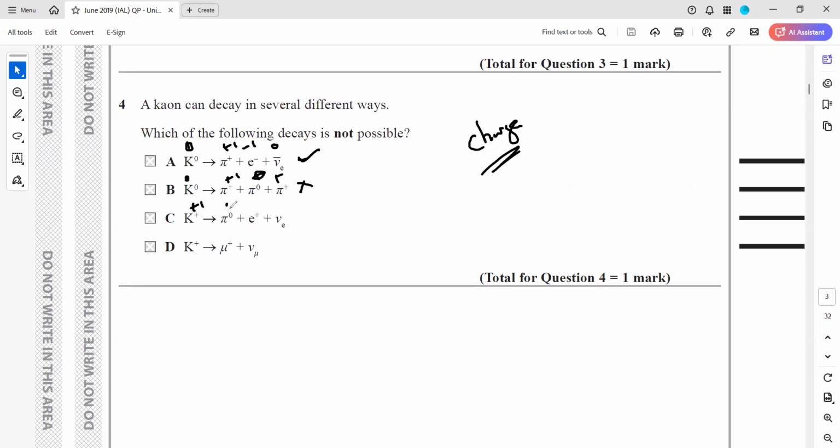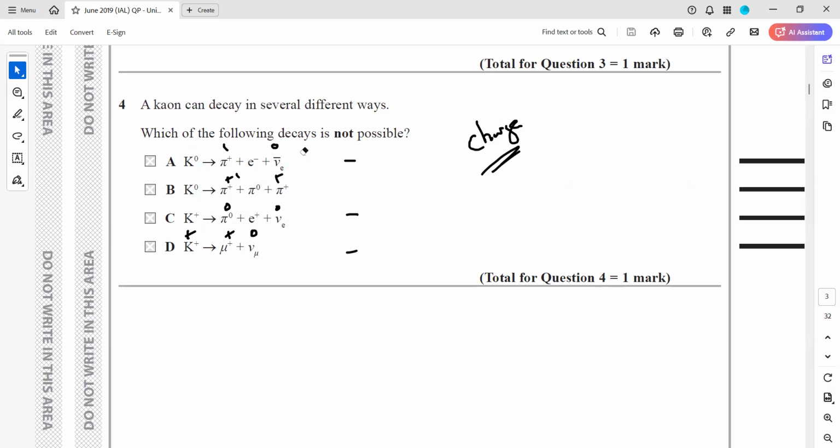This is +1, 0, +1, 0. So this is also possible. +1. The conservation of the charge. So according to conservation of charge, A, C, and D are possible.